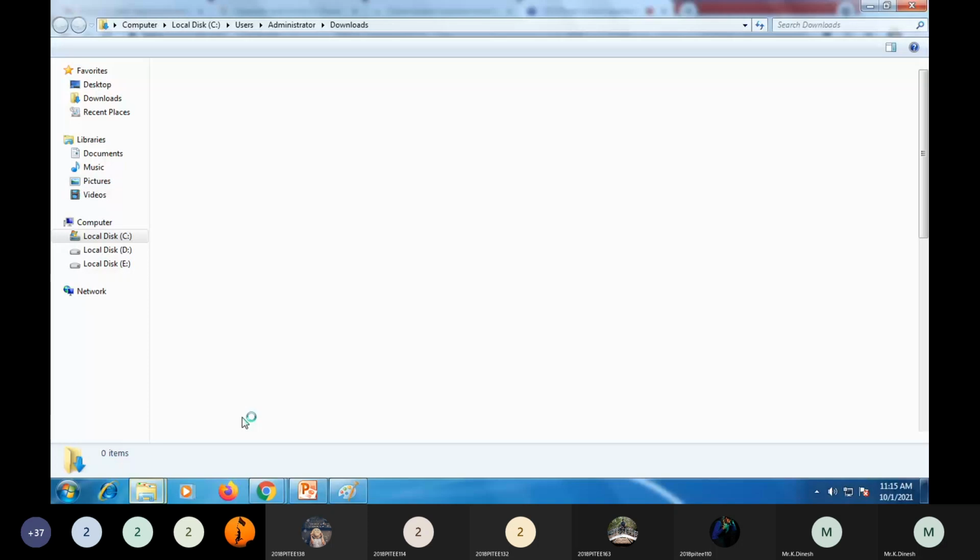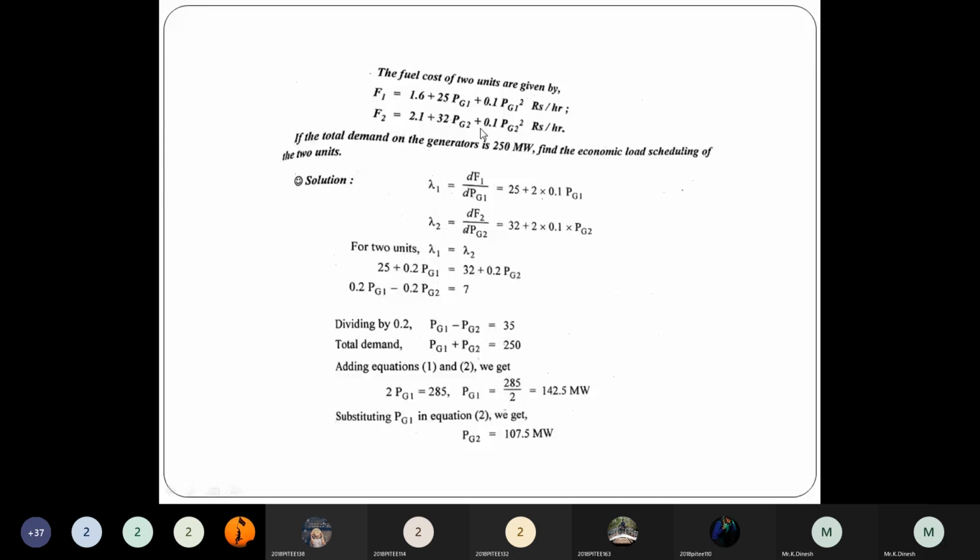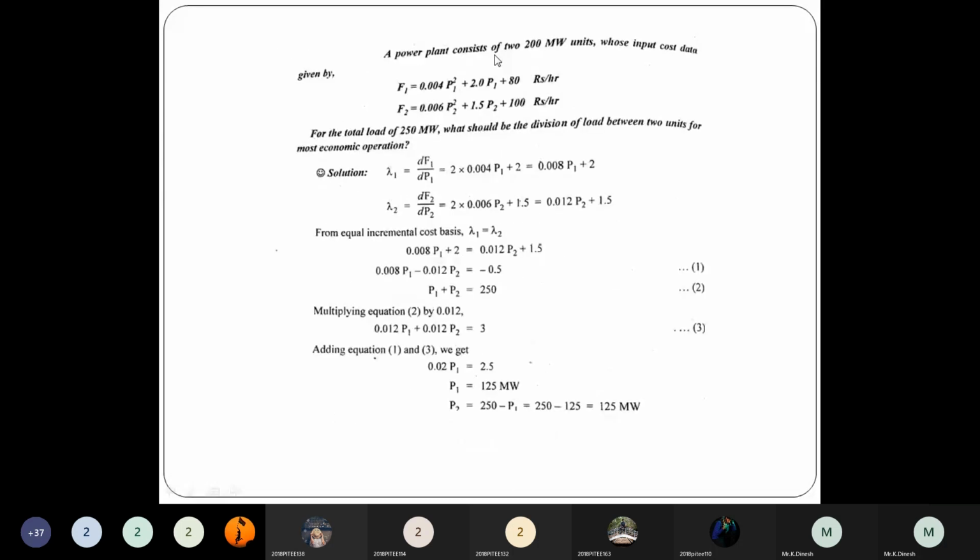A power plant consists of 2 units of 200 megawatt whose input cost data are given by F1 equal to 0.004 P1 square plus 2.0 P1 plus 80 rupees per hour. Second fuel cost F2 equal to 0.006 P2 square plus 1.5 P2 plus 100 rupees per hour. So the total load is 250 megawatt. What should be the division of load between 2 units for the most economic operation?